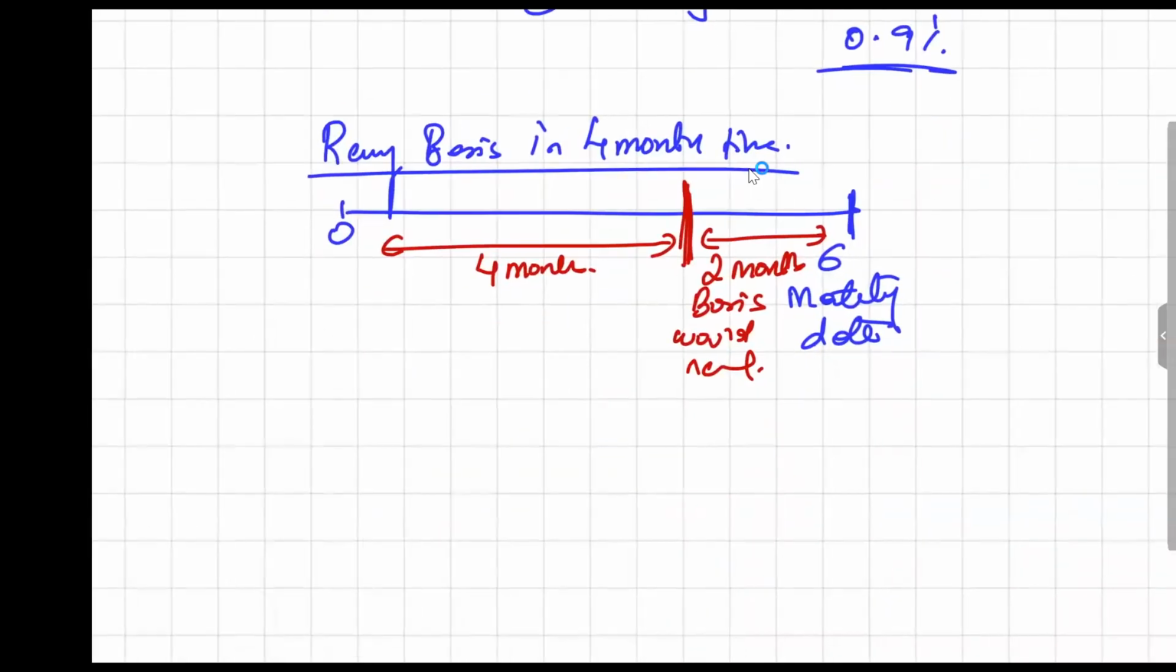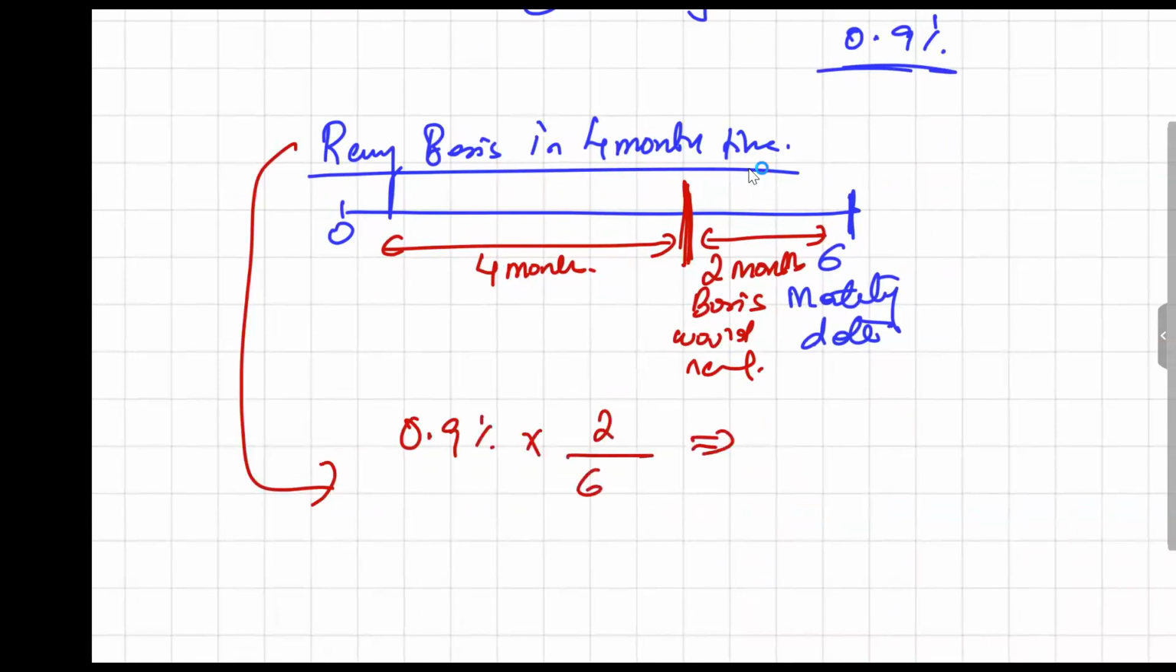Right? So what we do is that we would say 0.9% multiplied by 2 divided by 6. And resultingly, we would end up getting the remaining basis. That's how you have to calculate the remaining basis, because the basis is remaining for this 2 months period. So hence 0.9 divided by 6 multiplied by 2. It's actually going to be 0.3%, which is the remaining basis.